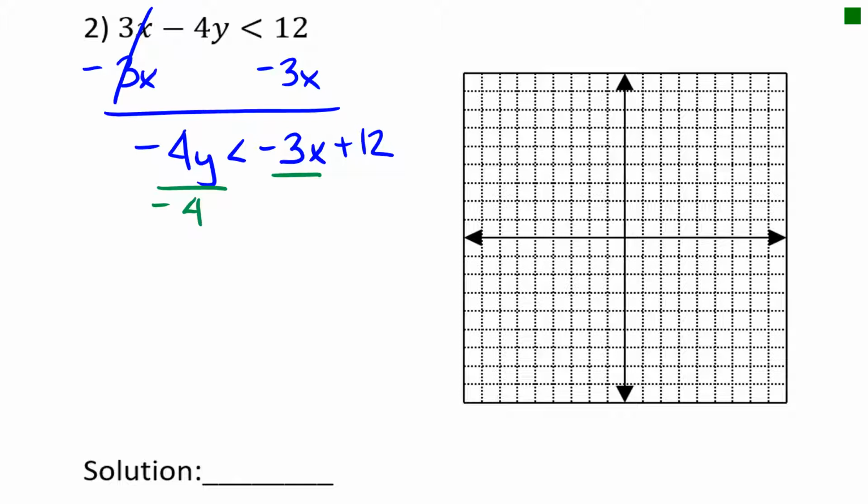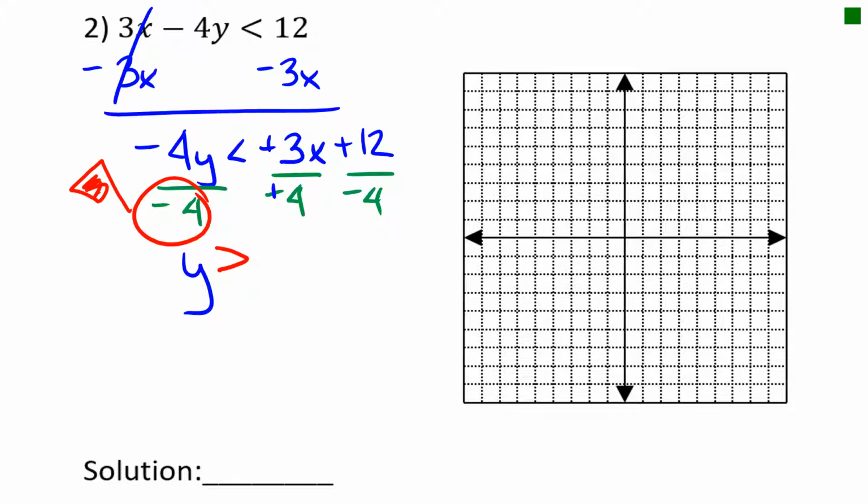So we're going to divide by -4. When you divide by a negative number, remember, that tells you you have to flip the sign. Then I'm going to look at this.